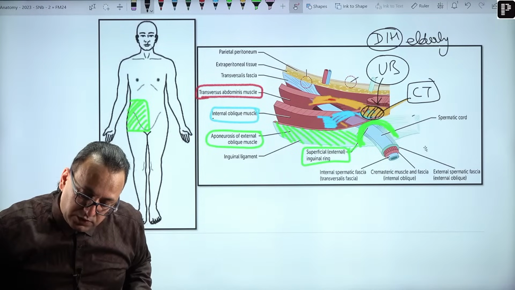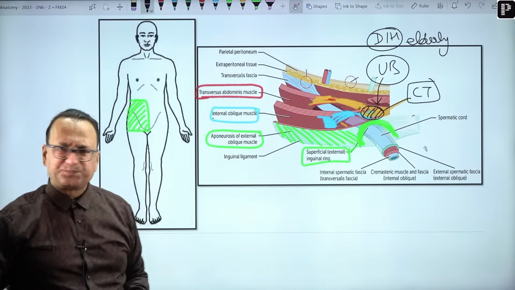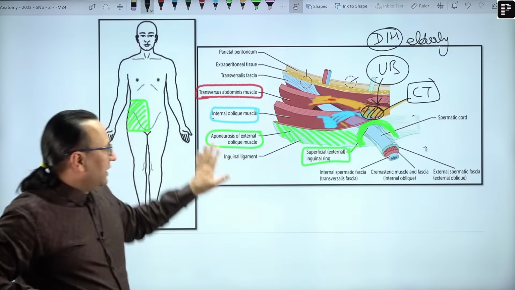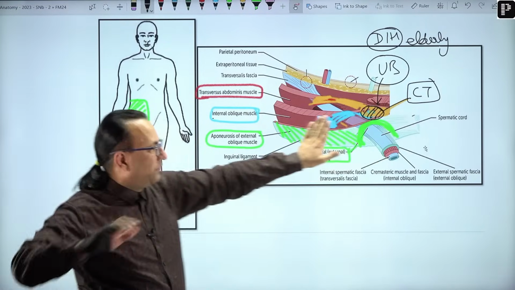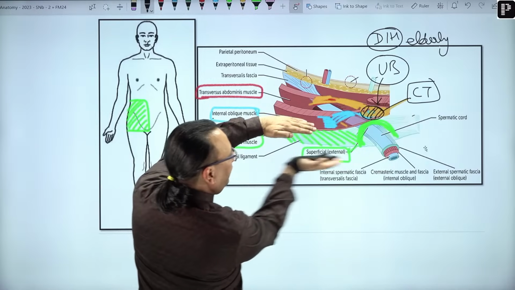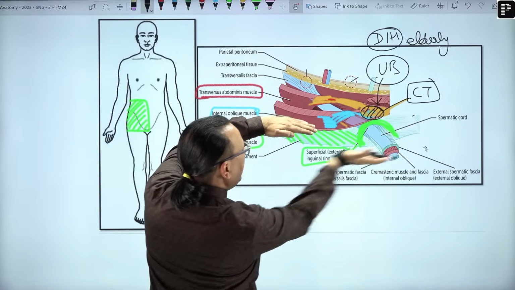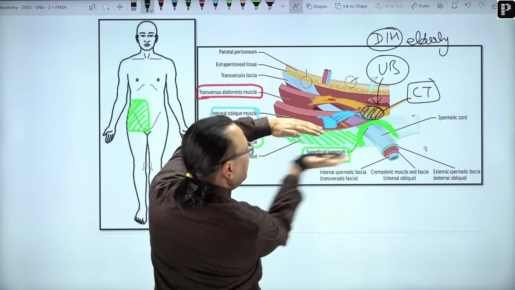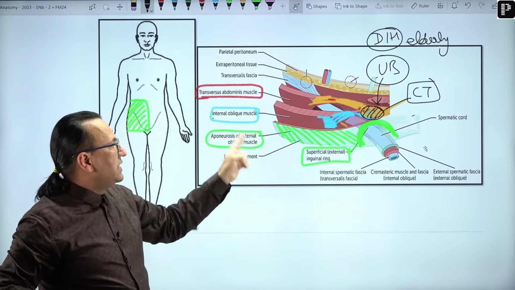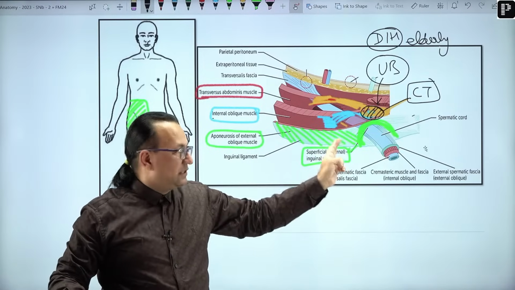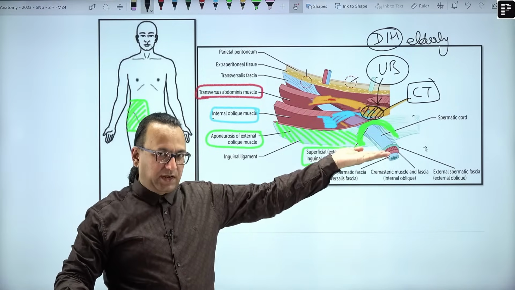Conjoint tendon continues as inguinal ligament? No. It is the external oblique muscle which will form the floor of the inguinal canal, and that is what is inguinal ligament. Inguinal ligament is a modification of external oblique muscle to form the floor of inguinal canal.